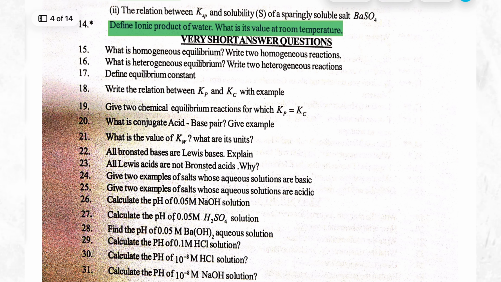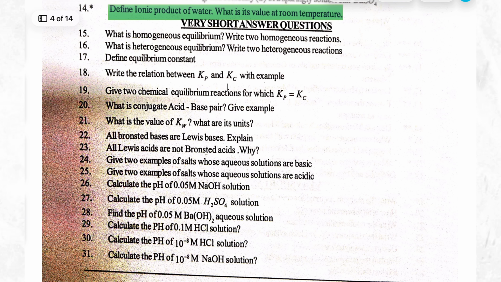I won't read all of them because of time. So you can see this. Otherwise, you can take a screenshot. Clear? See, what is homogeneous and heterogeneous, a compulsory question with suitable examples. And define equilibrium constant and the relation between Kp and Kc. And some equations will be given. Calculate the Kp and Kc. You know the formula, no? Based on the formula.